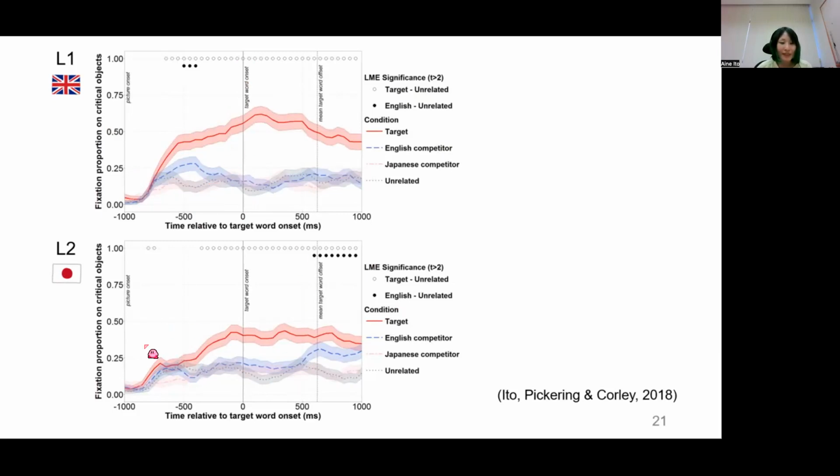For L2 speakers' data, we do see overall similar patterns, but the overall looks to the target seem reduced compared to the L1 speakers. Right, so we do see increased looks to the target, and this still happens before the target word onset. But compared to this data, it seems that the magnitude is a bit reduced. We also do see the English competitor effect, but that happened way after the target word was mentioned. Right. And there was overall no difference between the Japanese competitor and unrelated condition in either group.